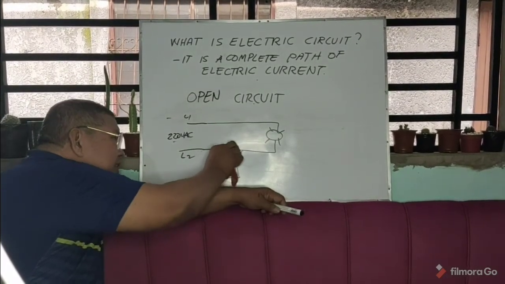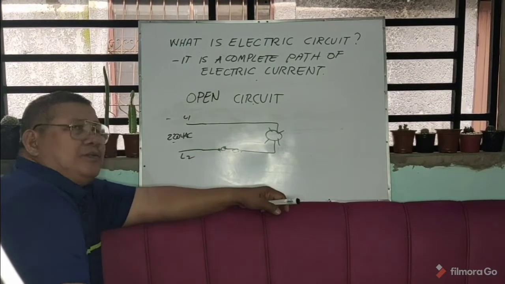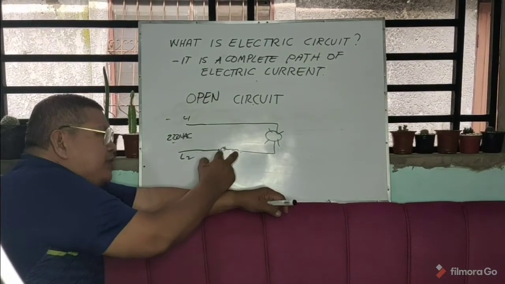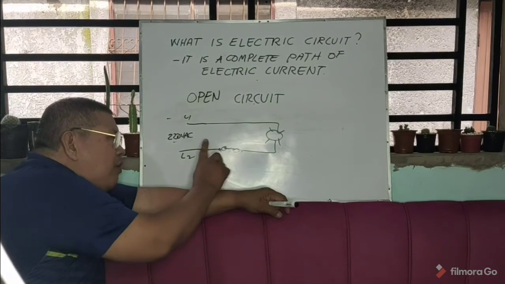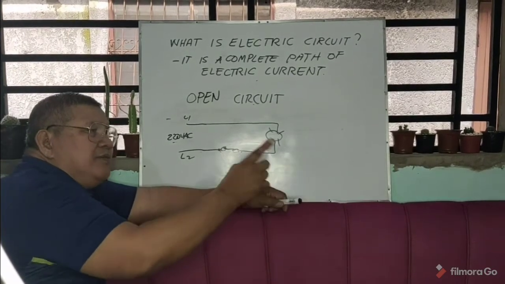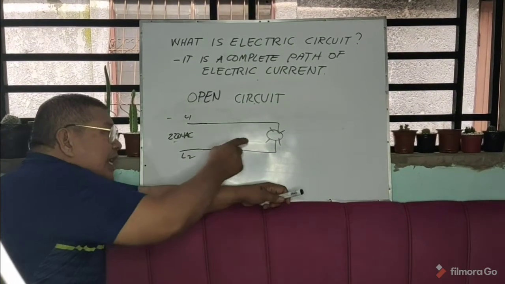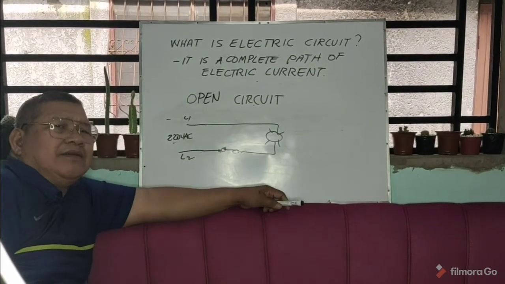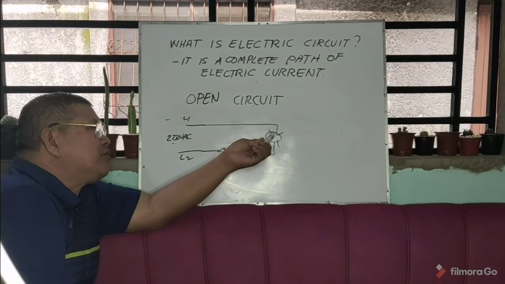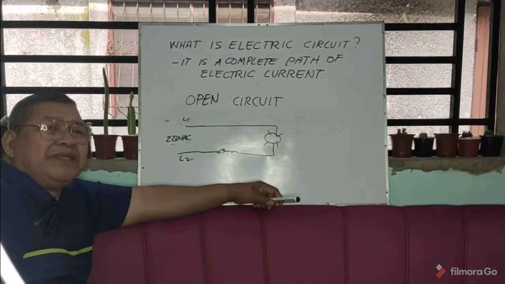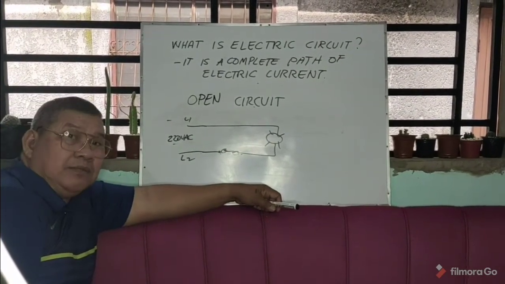Now, let us see. The switch is good. You place line 1, test rod here, then you switch on and off. The tester is moving like that, then the switch is good. But still, the lamp is not lighting. So what will you do next? You check the lamp. Maybe the lamp is busted.